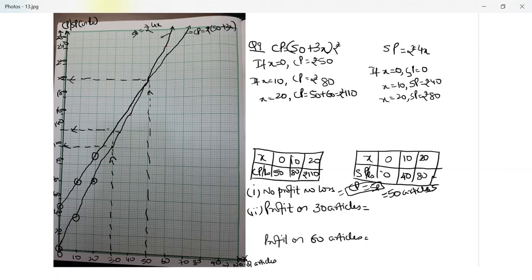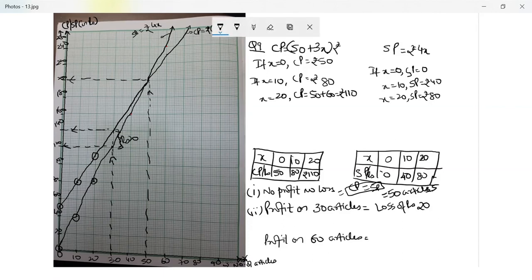So this is basically my profit, but in this case it's a loss because the cost is more than the selling price. So the profit on selling 30 articles is equal to a loss of rupees. How much is the loss? 140 and 120, that's rupees 20. So this is basically the loss of rupees 20.